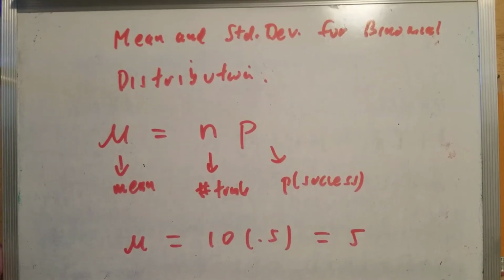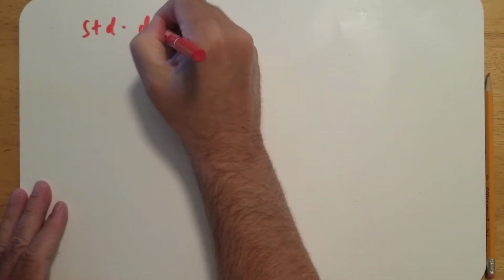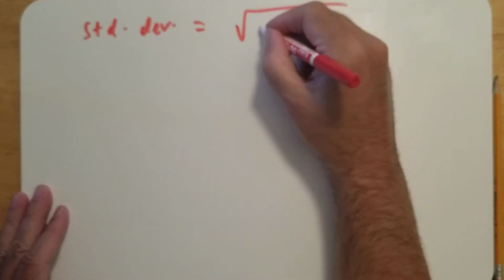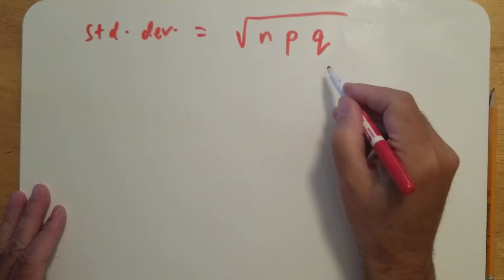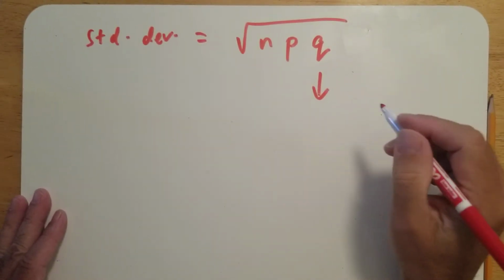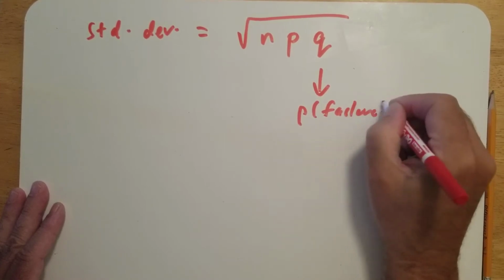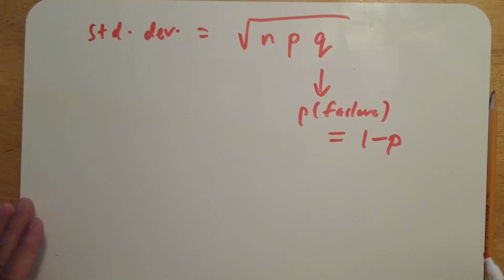There's also a formula for standard deviation in a binomial distribution. The standard deviation is equal to the square root of n times p times q. Now q is the probability of failure, which by definition is 1 minus p.